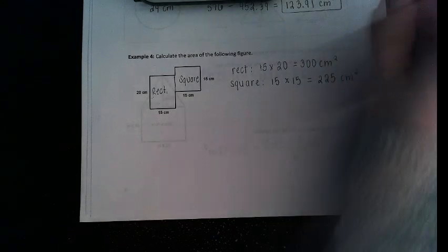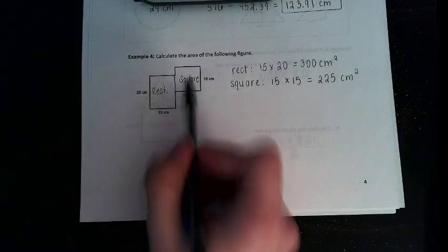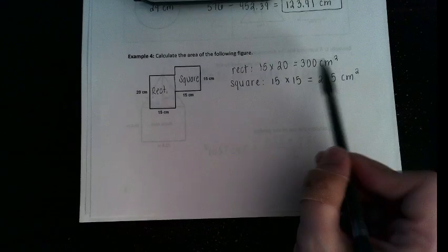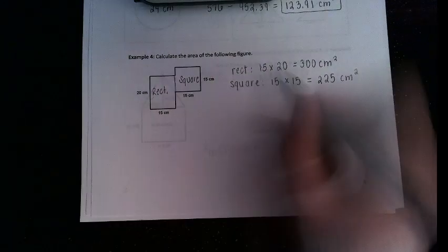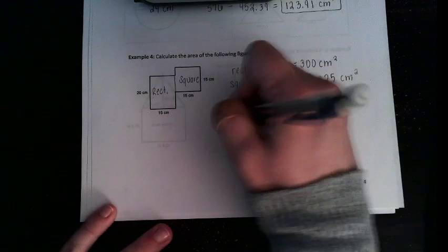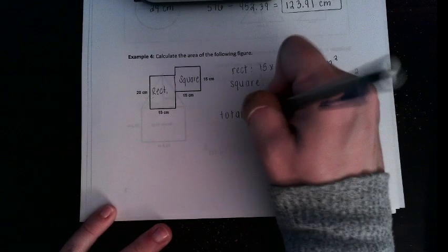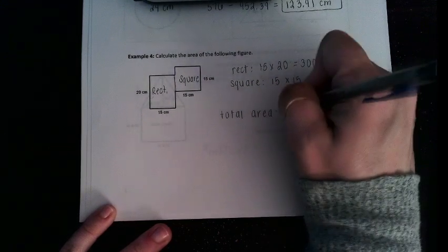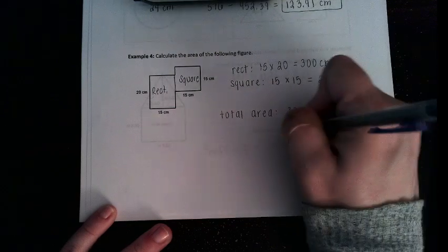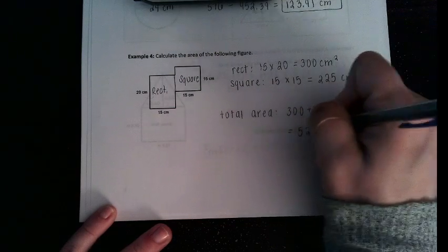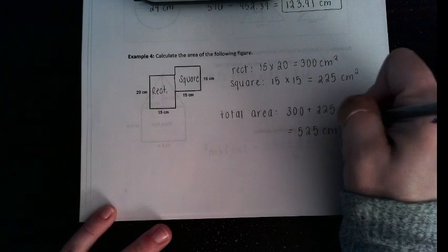centimeters squared. And so if you were looking for the total area of this all together, instead of subtracting like we did in the last question, this time we're going to add. So the total area would be 300 plus 225, which is 525 centimeters squared.